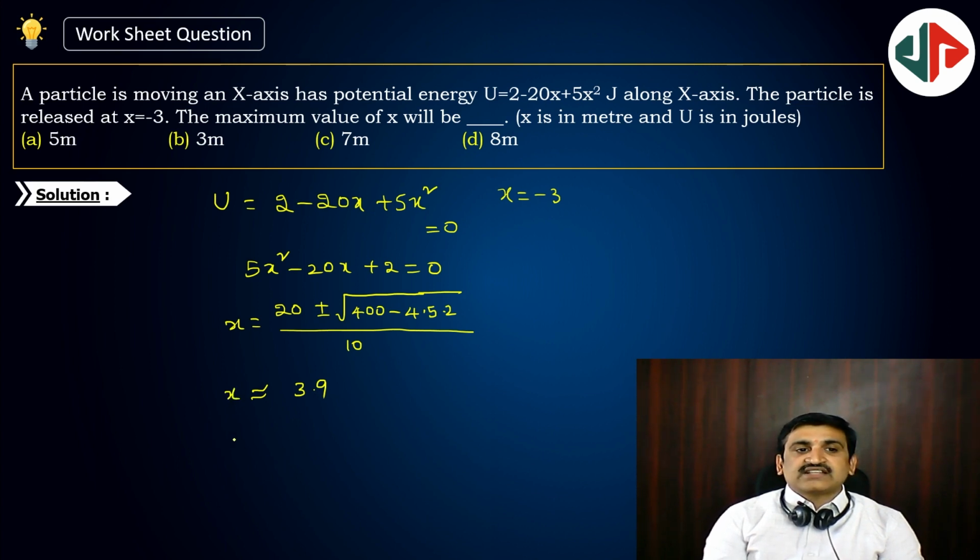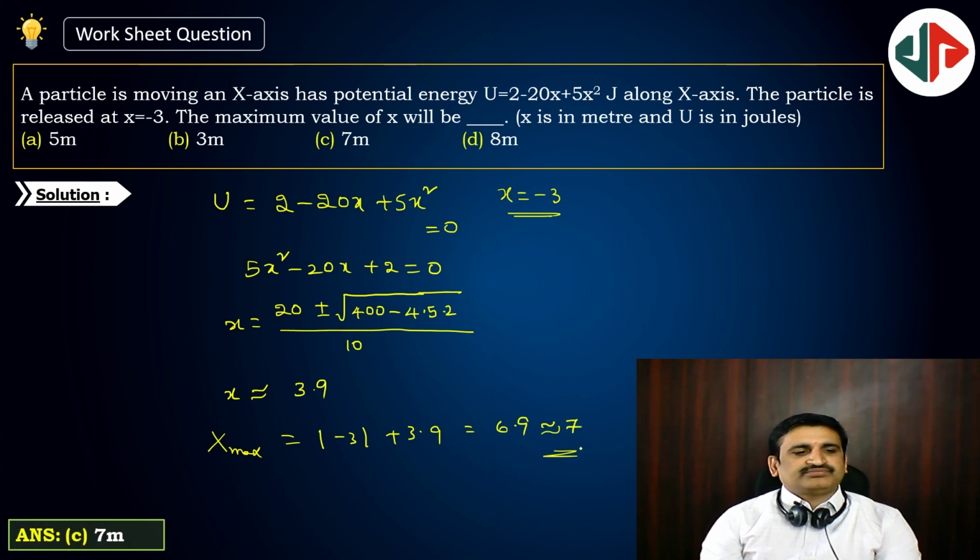Then he is asking the maximum value of x. Okay, this solution is released from minus 3. Minus 3, its magnitude is 3. So the maximum value of x is modulus of minus 3 plus 3.9. So it's going to become 6.9, nothing but 7. So it is from 7 meters onwards.